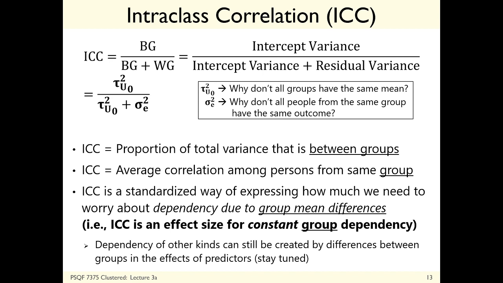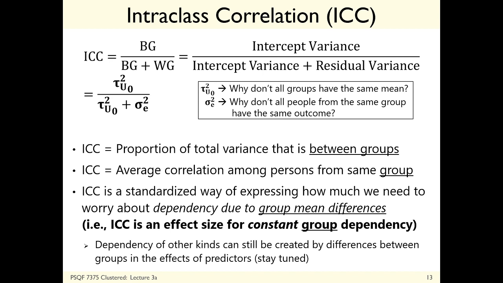So you can think of the ICC in either of these two ways. It's complementary, both are correct. The easiest way to think about it, perhaps, is that it is the proportion of total variation that is between groups, that is due to group mean differences specifically. Alternatively, you can think of it as the average correlation of people from the same group.